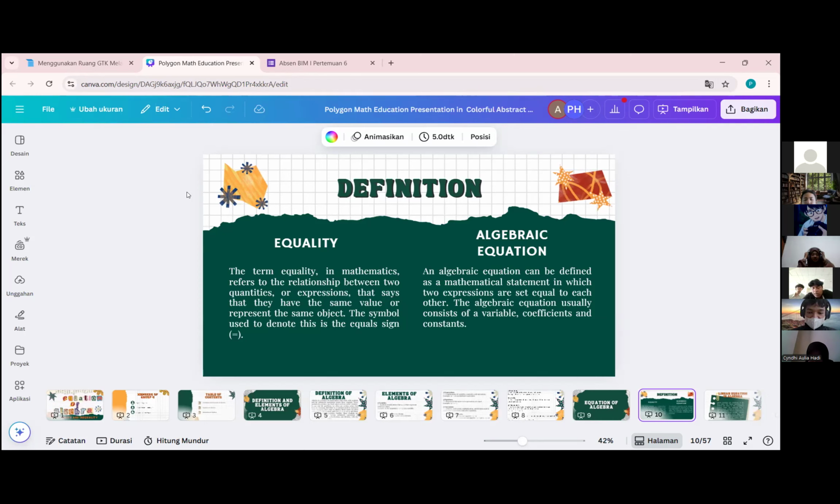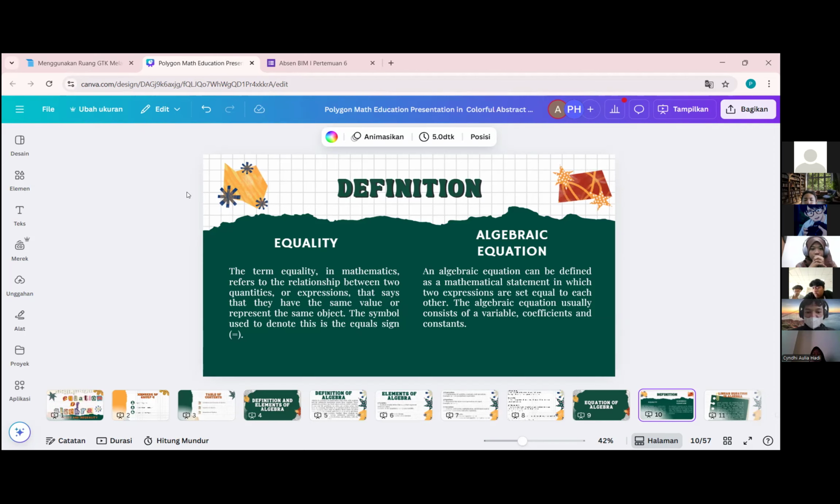Jadi equality ini apa? Persamaan atau kesamaan maksudnya? Ini ada equality, ada algebraic equation, yang mau dijelaskan itu apanya? Ekuasi aljabar Bu. Persamaan aljabar. Iya, yang kanan algebraic equation. Yang kiri equality itu apa? Itu menjelaskan konsep persamaan Bu. Persamaan juga.